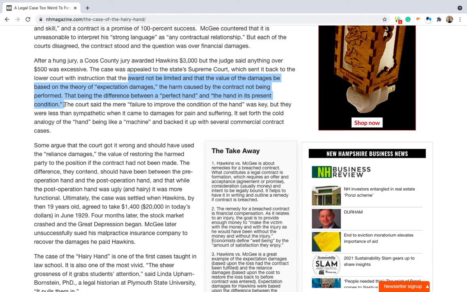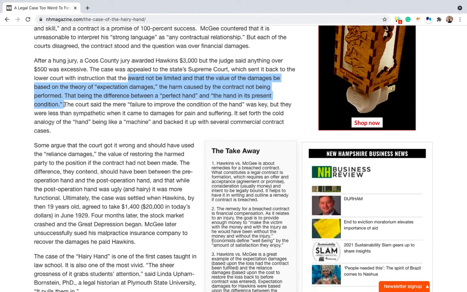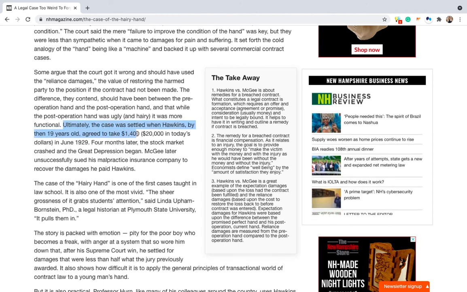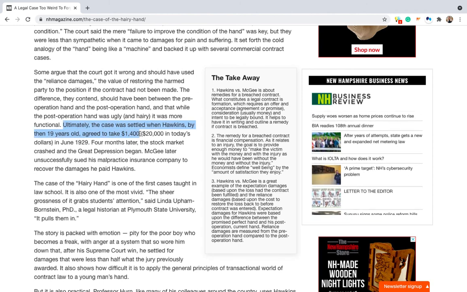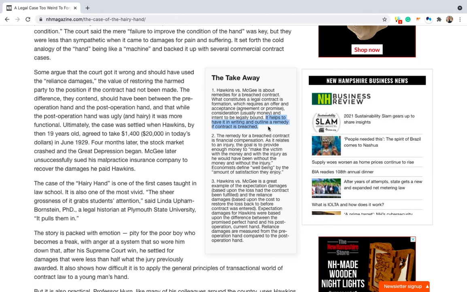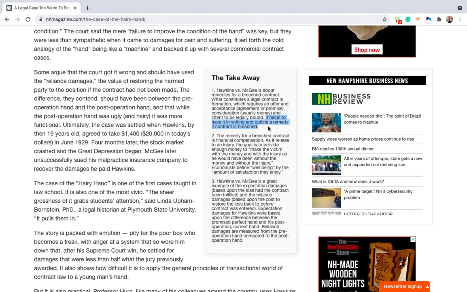One with a perfect appearance, or one that is merely functional? And how much is a hand worth anyway? In the end, George settled for $1,400, less than half of what was originally awarded. But if there's one thing you should take away from this story, it's that you should make your real estate contract as precise as possible, even if this means adding multiple addendums and amendments.